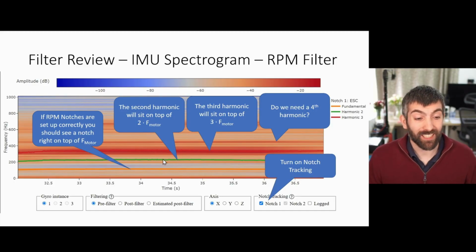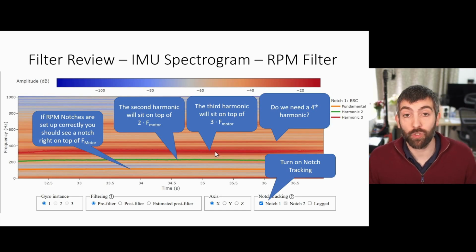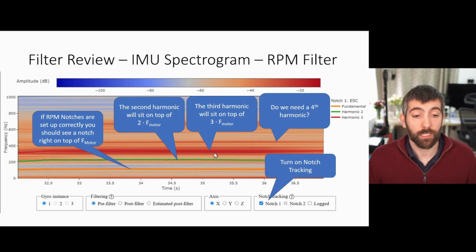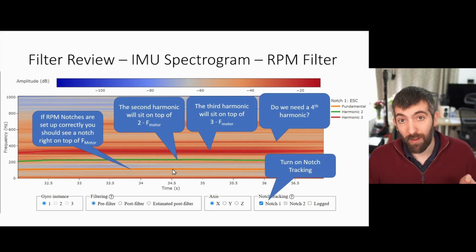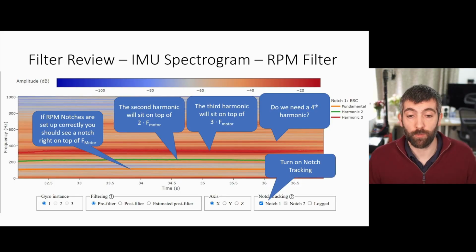And we also have a second notch tracking directly on top of twice that frequency, and a notch tracking directly on top of 3 times that frequency as well. So this shows that the RPM notches are working correctly and they are very accurately targeting the motor frequencies.